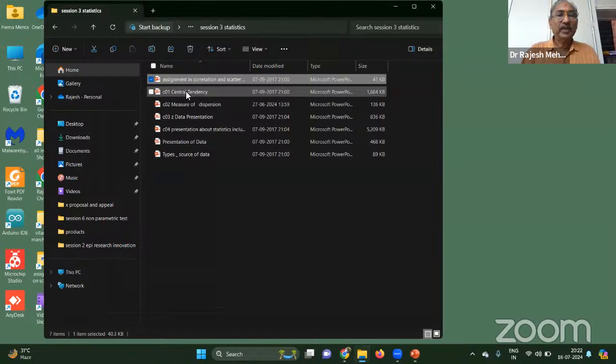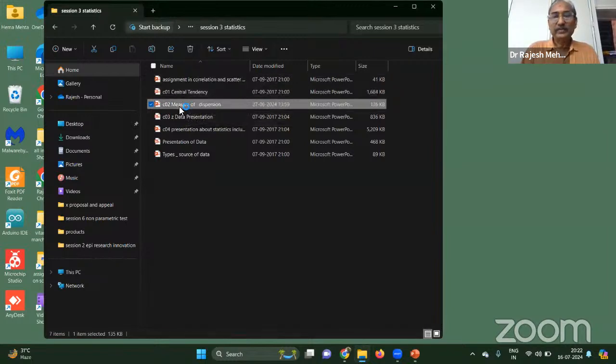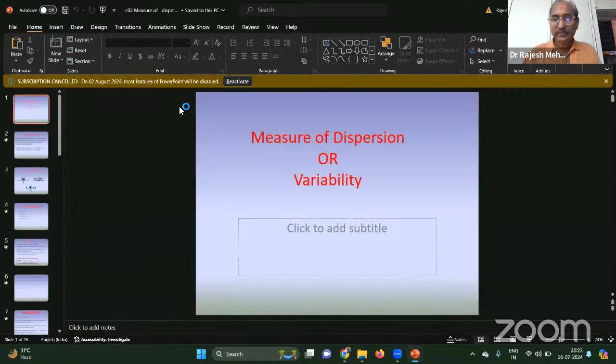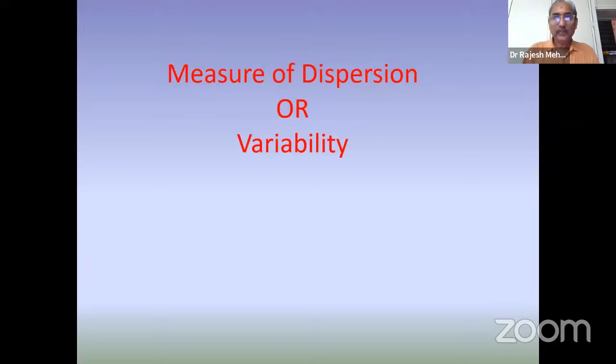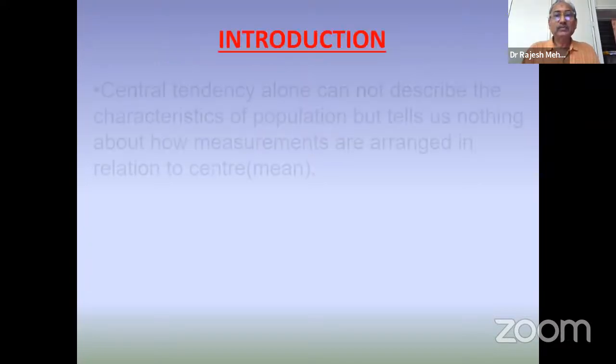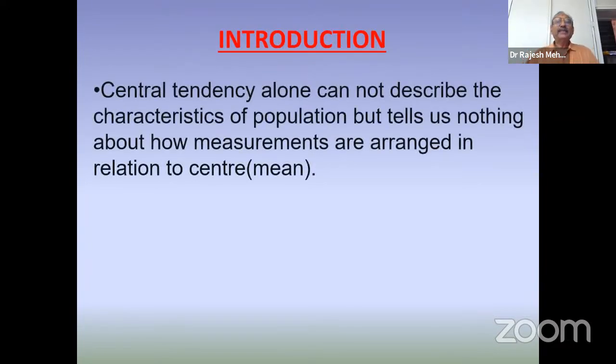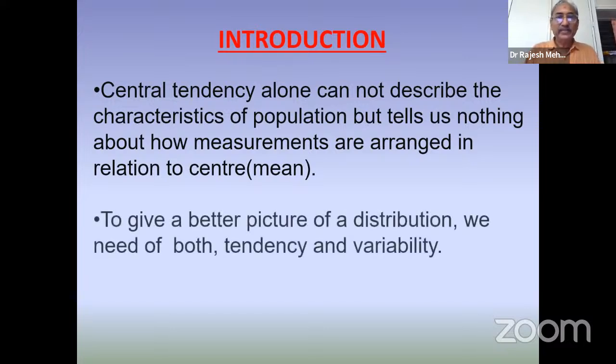Next, we talk about measures of dispersion, based on central tendency. When you want to find out, let's say, the population mean based on a sample mean, if you take more and more samples, you will come closer and closer to the population mean. That is central tendency.